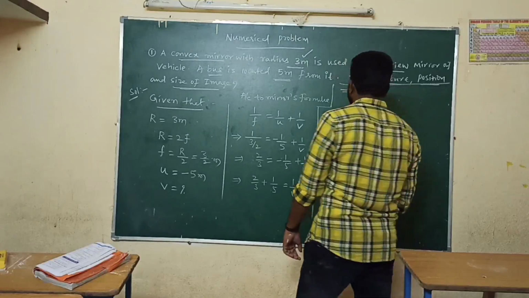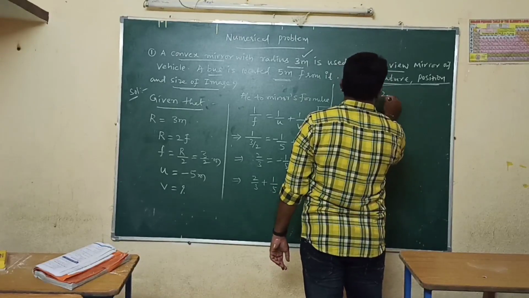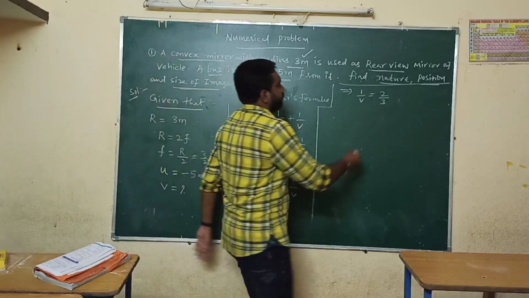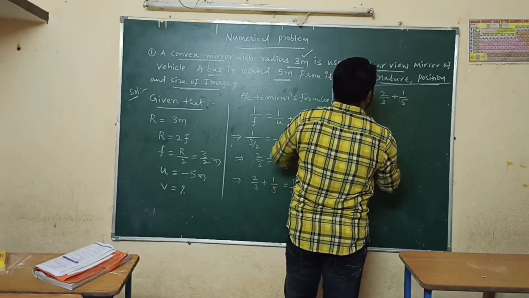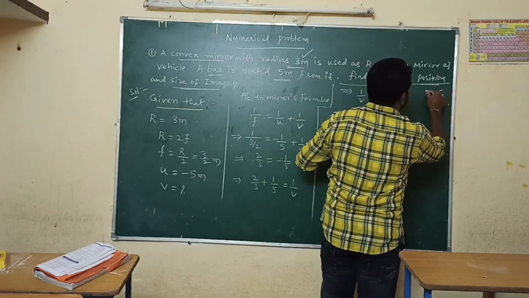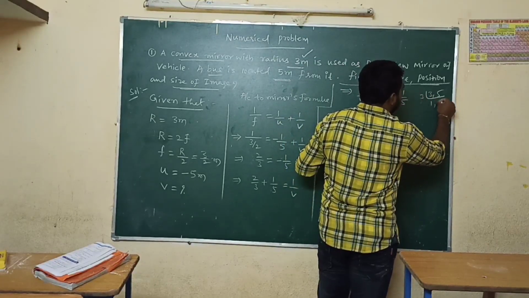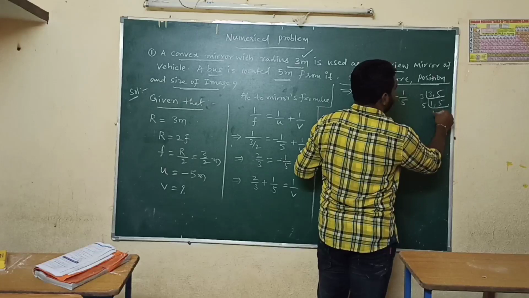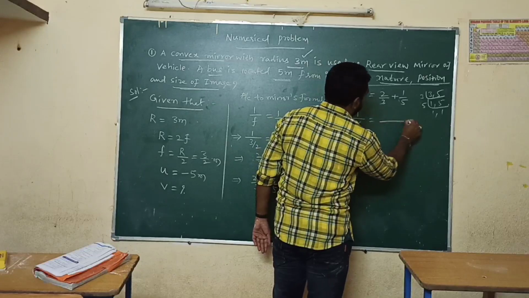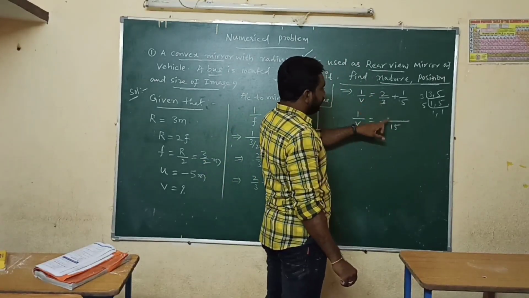So we will rearrange the equation. We can write this equation as 1/v equal to 2/3 plus 1/5. So here we need the LCM of 3 and 5. Three ones are 3, five ones are 5, and so we get 15. The LCM is 15.